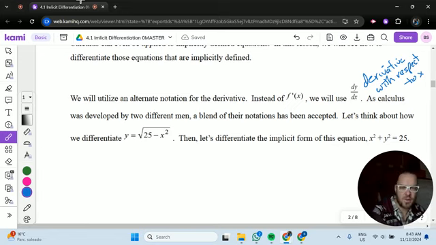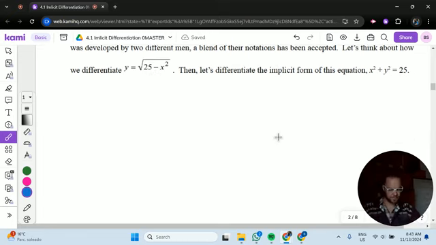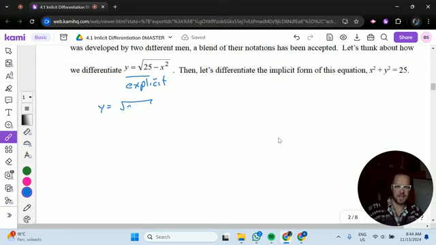Okay, so what we're going to do is develop that so that we can differentiate things like this original equation before it's been solved for y. So x squared plus y squared equals 25. When we explicitly do that, we end up with this equation. This is the explicit. And to take the derivative of this is something that we know how to do.